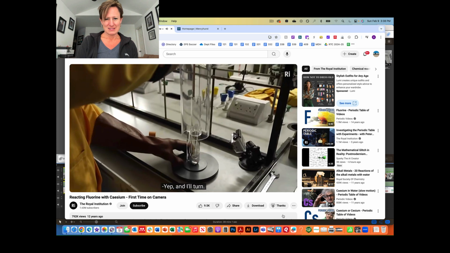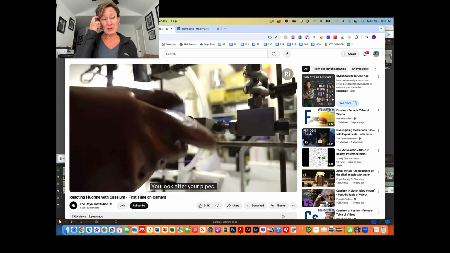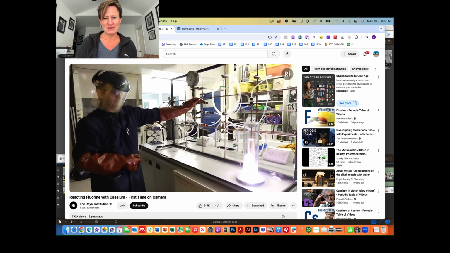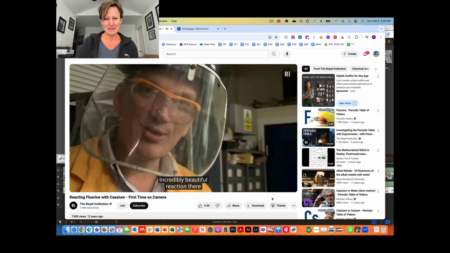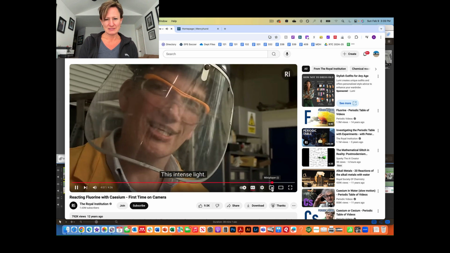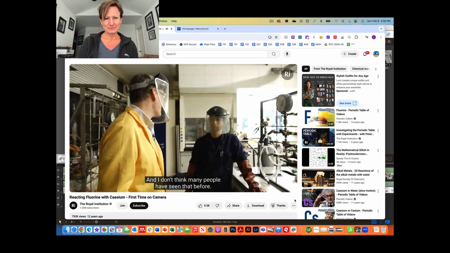I'll lower this. Yep. So again, they've got that super reactive metal and then that gas that they're gonna, whoop, and there we go, there it is. I think they'll show it sort of zoomed in here. Incredibly beautiful reaction there between cesium and fluorine, this intense light. And I don't think many people have seen that before.